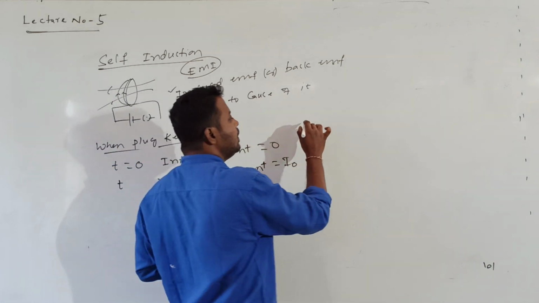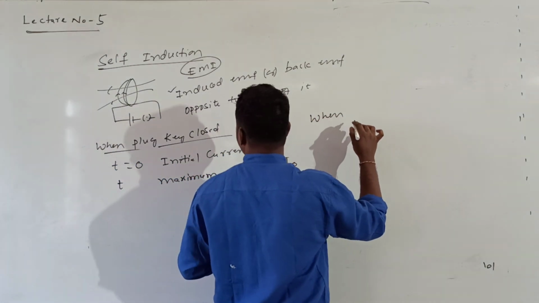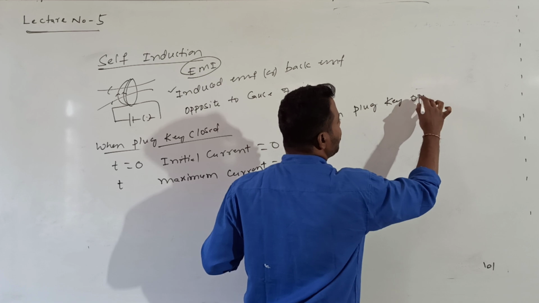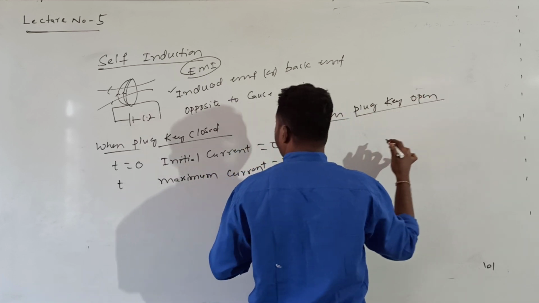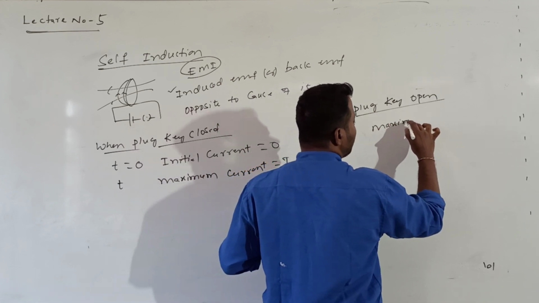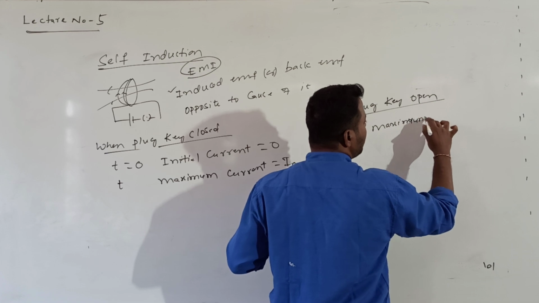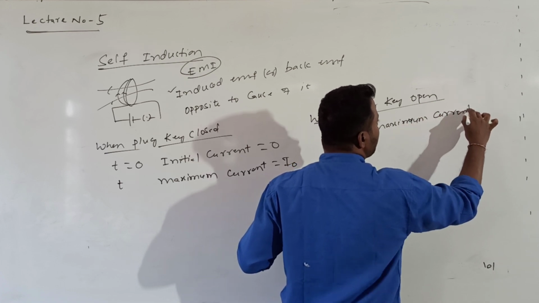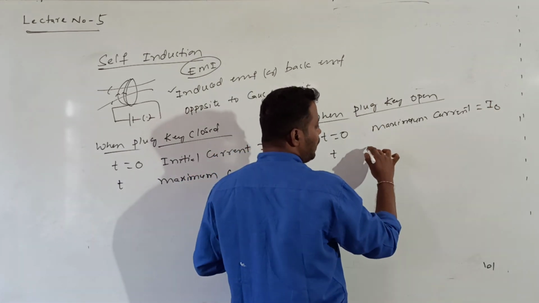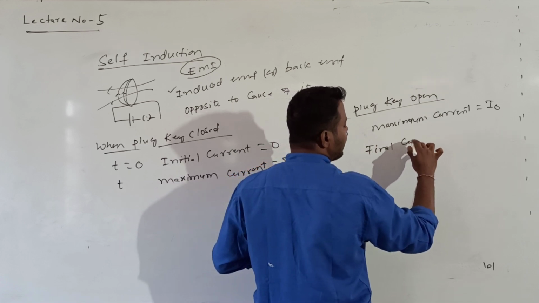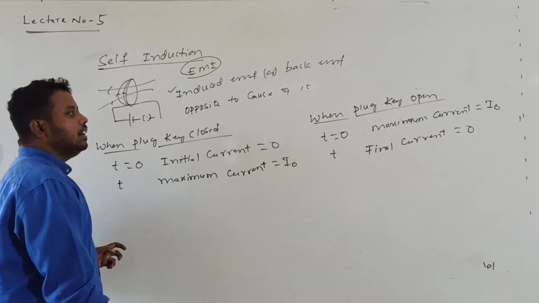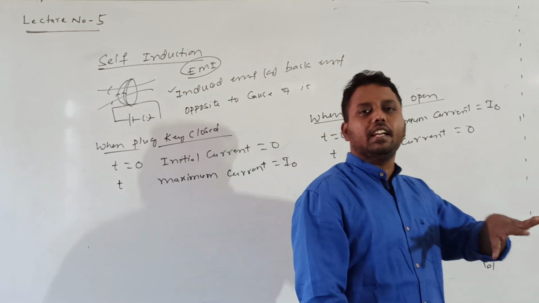Now after increasing the current to maximum, I opened the plug key. At the time when the plug key was opened, at t equal to 0, what is the maximum current in the coil? It is I0. Now after a time t, what is the final current in the coil? Finally the current in the coil should become 0. Now the question is, does the current go from maximum to 0 instantaneously?